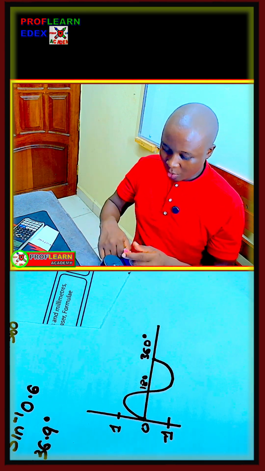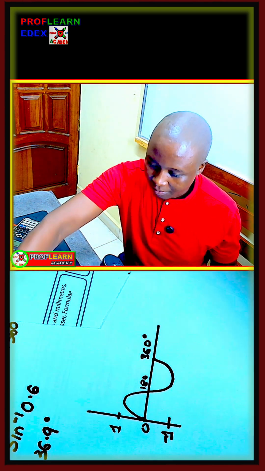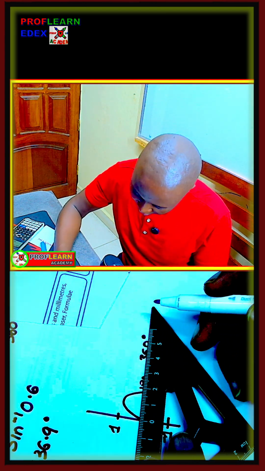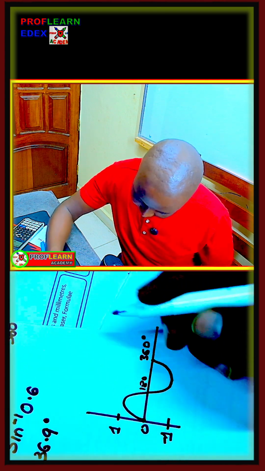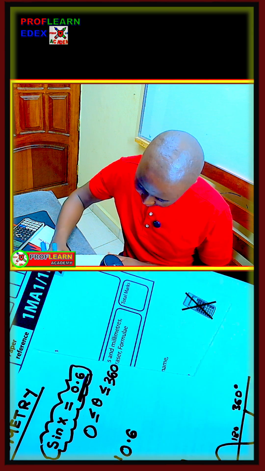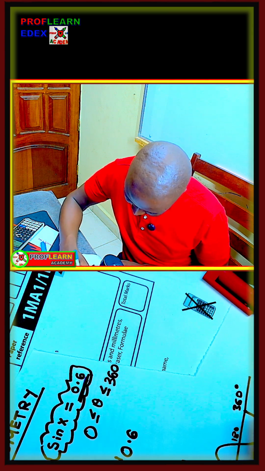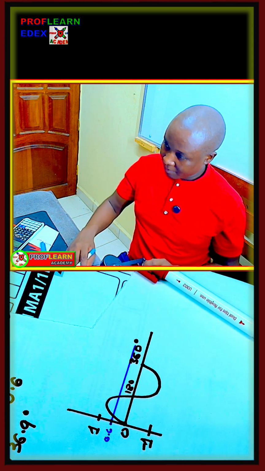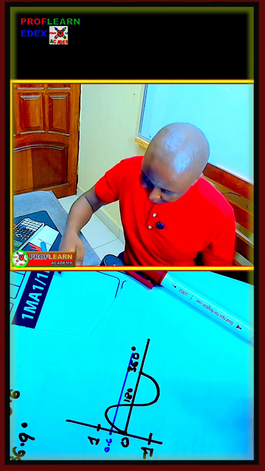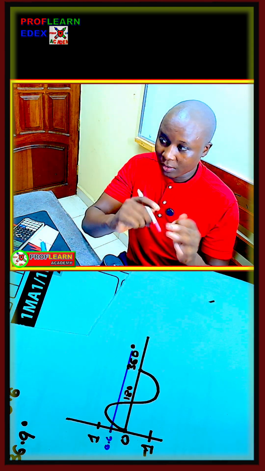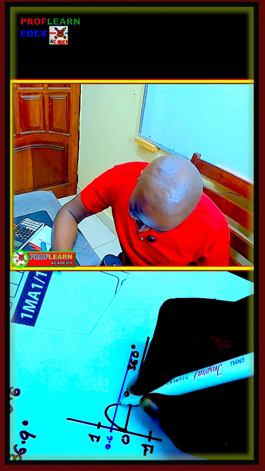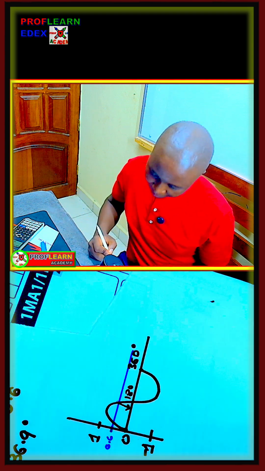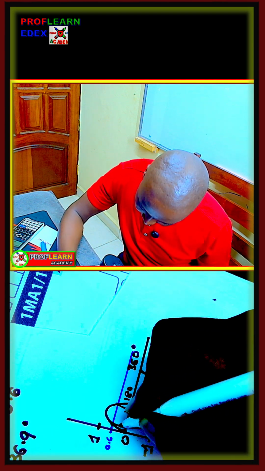Sine x equals 0.6, whereby you have to remember this is 1 and this is -1 at this given point. So if we draw a straight line across y equals 0.6, we can check where we have 0.6 here. If we draw the straight line like that, this graph is going to have two solutions. One of the solutions will be here, so we read at this point down here, and another solution will be this point here.